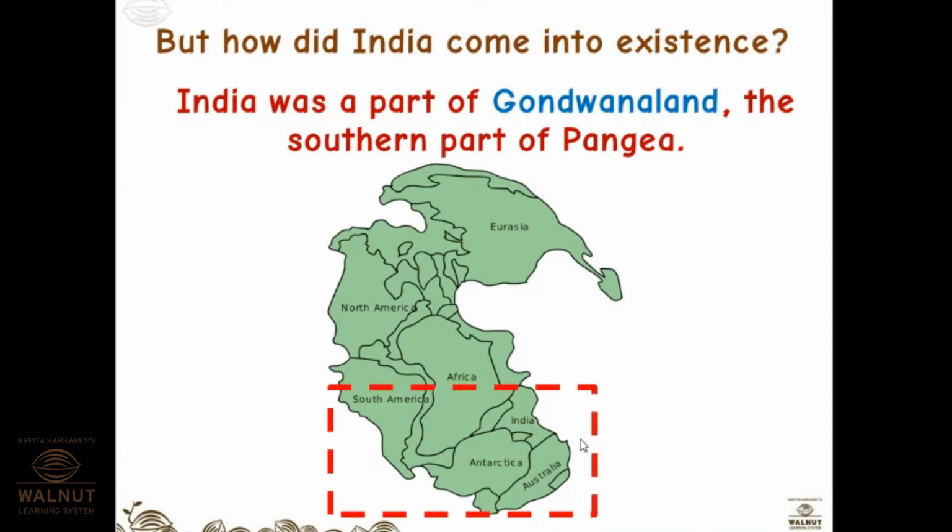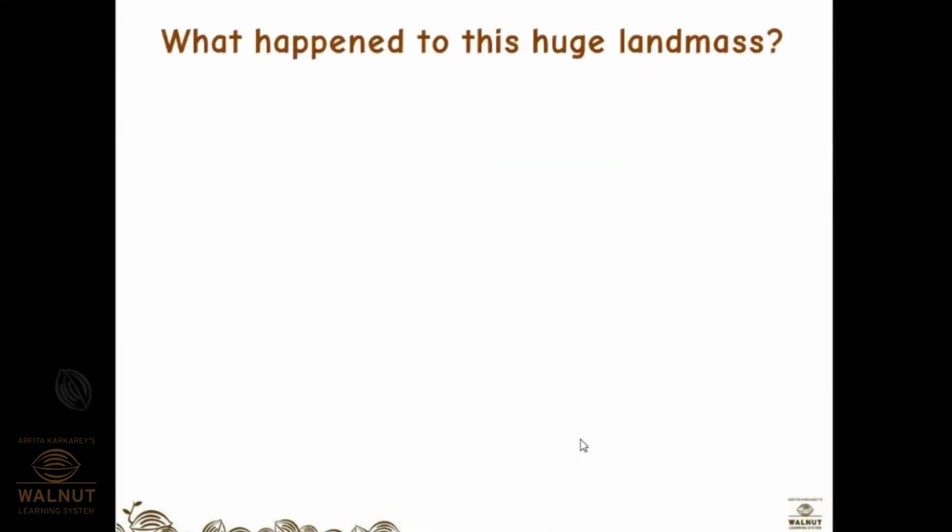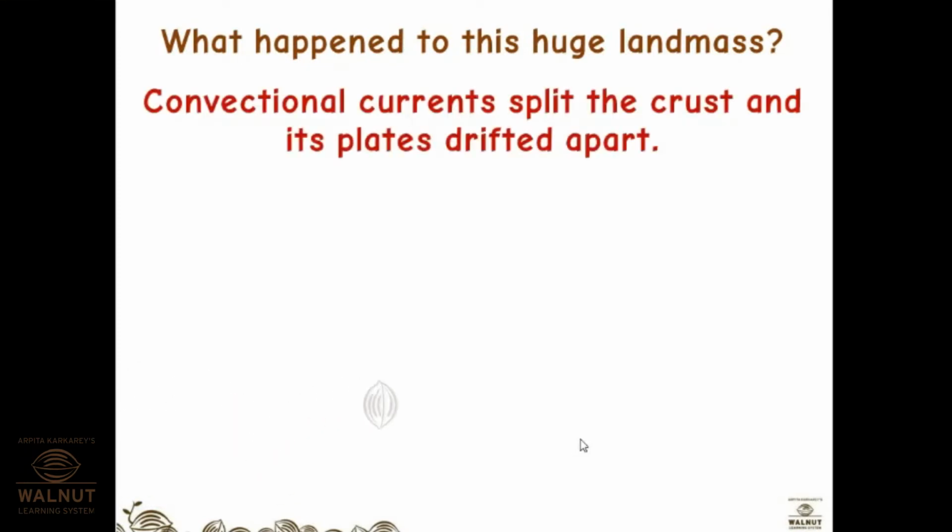All right. Now, what happened to this huge landmass? So convectional currents split the crust and its plates drifted apart. Which theory are we talking about here? Does it give you any idea? Those continents that we were talking of are present on the tectonic plates, right? So what theory are we using now here? Yes, we are using the theory of continental drift.